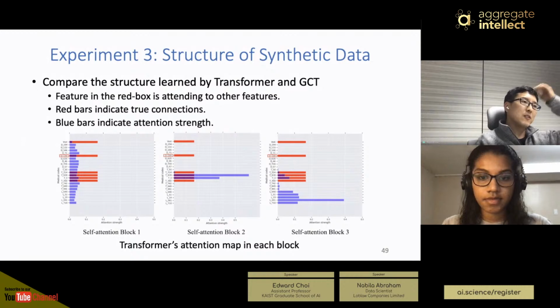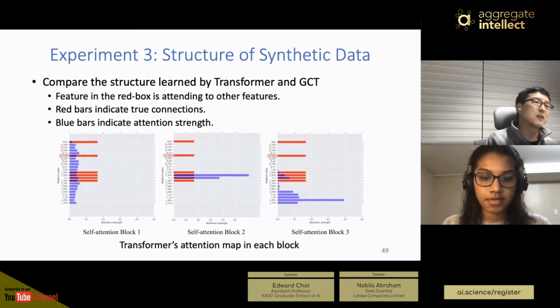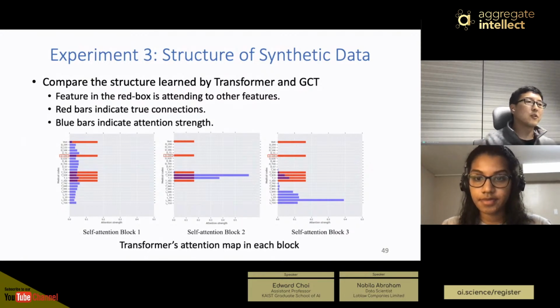Right. The next part is a bit more qualitative. I wanted to see if the attention maps are really learning the true graphical structure of EHR. Obviously I need the ground truth graphical structure, so I use the synthetic data set here. This is a Transformer's attention block 1, 2, 3: the attention map from block 1, block 2, and block 3. This is the attention map where the main character is this small box here, and it is attending to here, here, here, here, here.